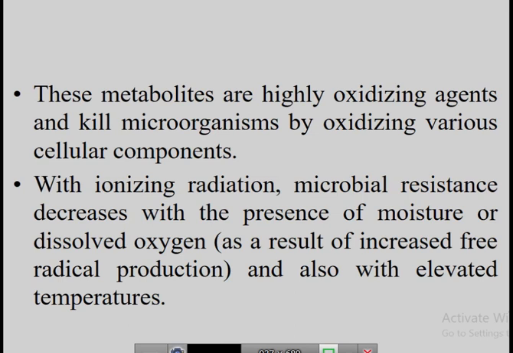So these are the physical methods of sterilization. Firstly, we discussed methods of heat sterilization, then filtration sterilization and radiation sterilization. All these are physical methods of sterilization.